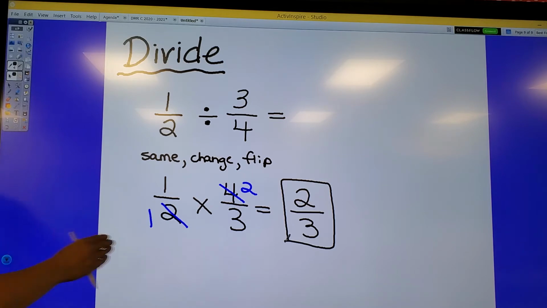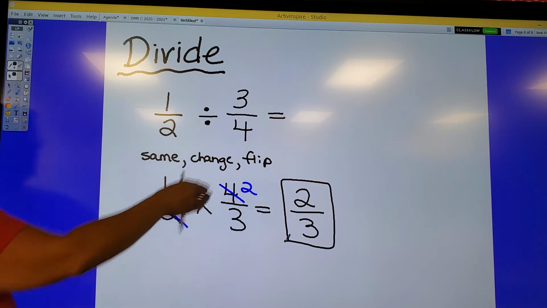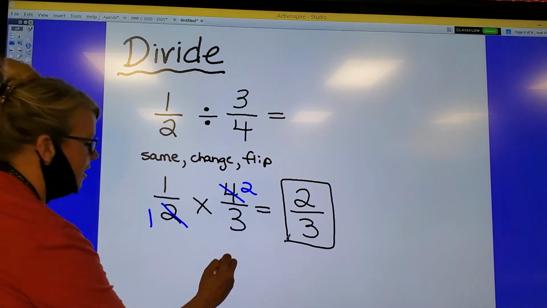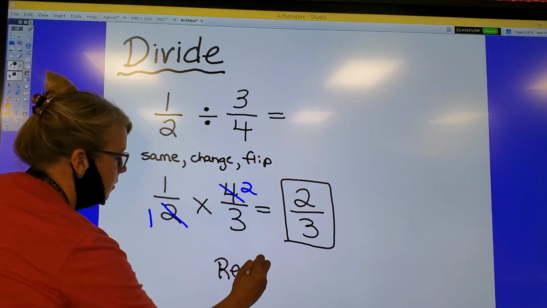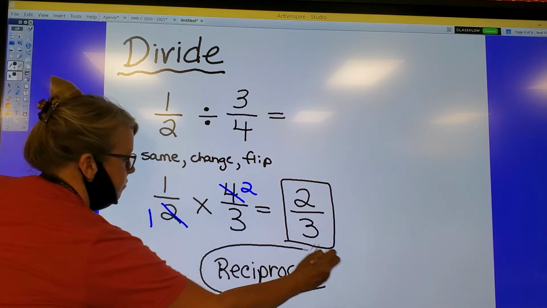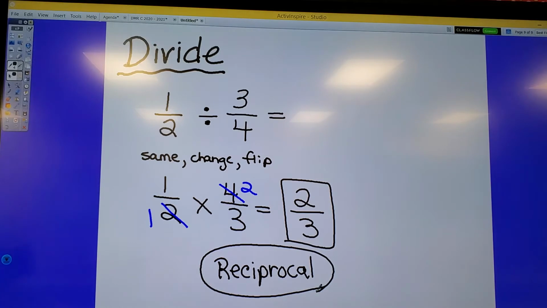Does anyone remember, when you flip a fraction, and again, it's only the second fraction, what that's called? It starts with an R. Reciprocal. Very good, reciprocal. So a reciprocal is when you flip a fraction. And again, this is only the second fraction that gets flipped. You keep the first fraction the same. Sometimes I see people flip both of them, okay?